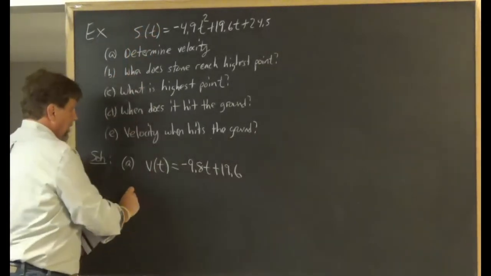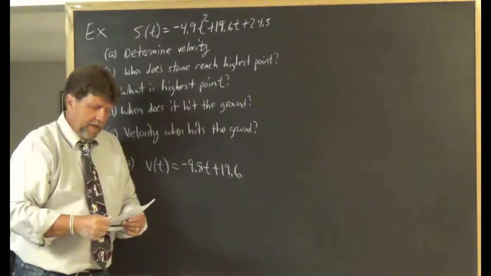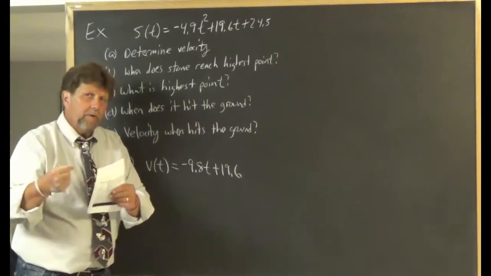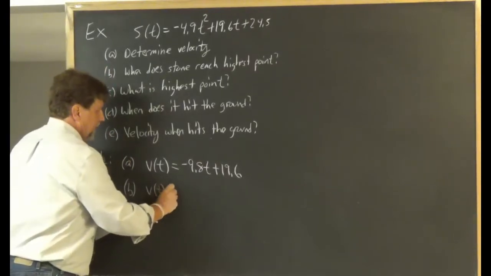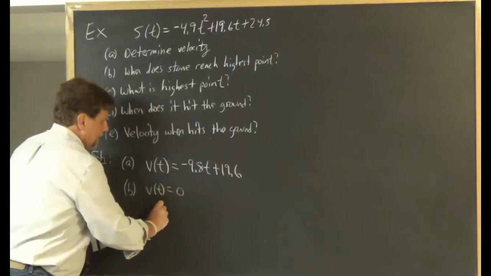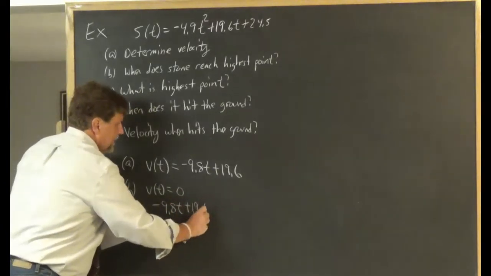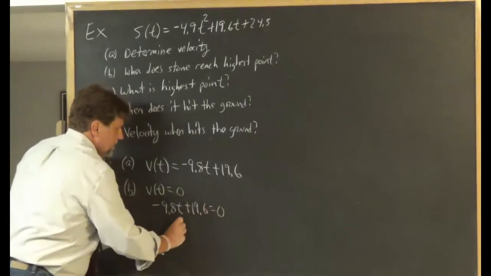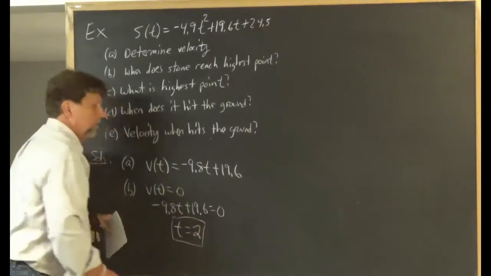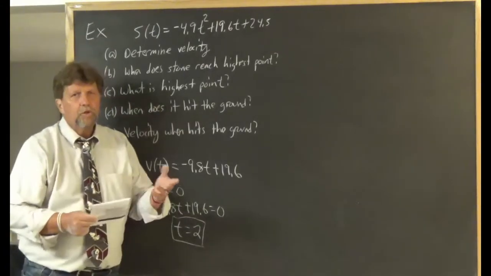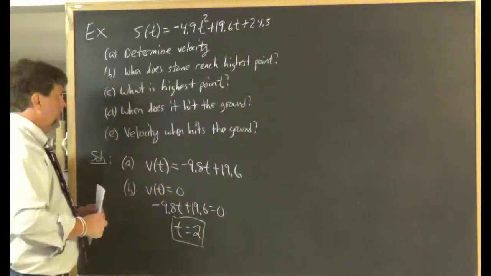So that means in part B, when does the stone reach its highest point? It reaches its highest point when velocity is 0. In general, when velocity is 0. So we take our velocity function, set it equal to 0, and solve for t, and we'll get t is equal to 2 seconds. So it reaches its highest point after 2 seconds.